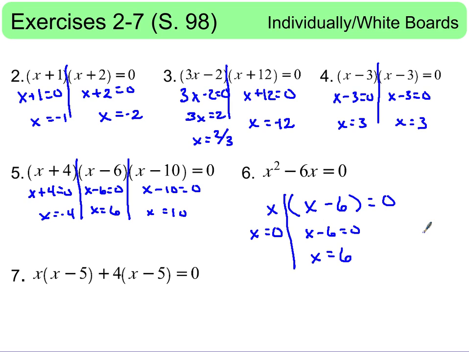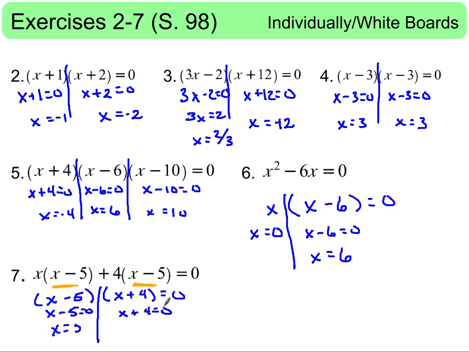And for our final example in this particular lesson, here we have that greatest common factor piece again, where in each part of the expression we have an x minus 5 and another x minus 5. And so the GCF is x minus 5, and the remainder is x plus 4. Set each one equal to 0, and when we solve, x minus 5 equals 0, so x will equal 5, and then x plus 4 equals 0, so x would equal negative 4.